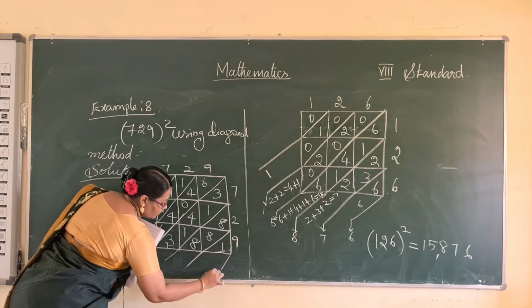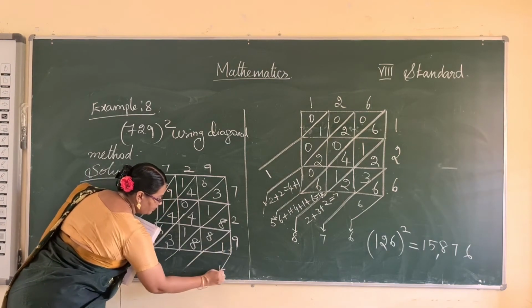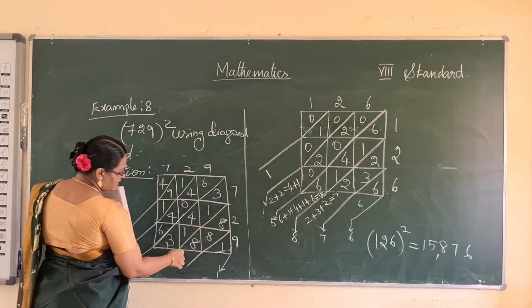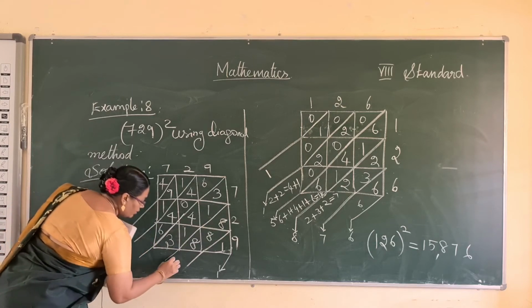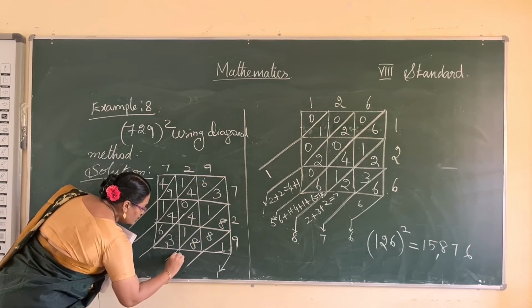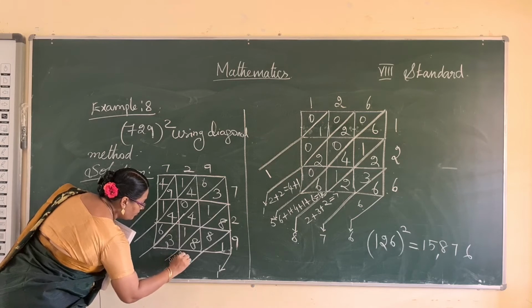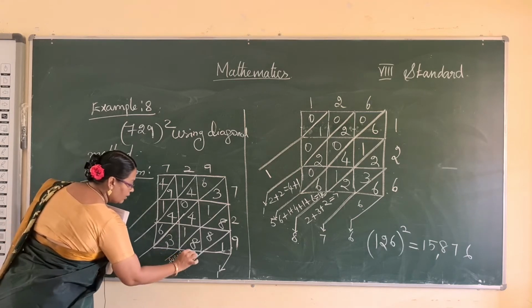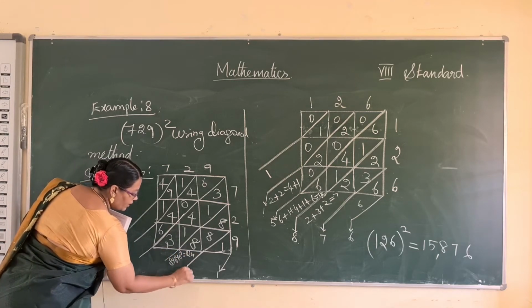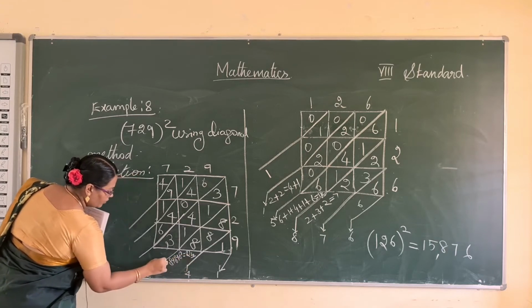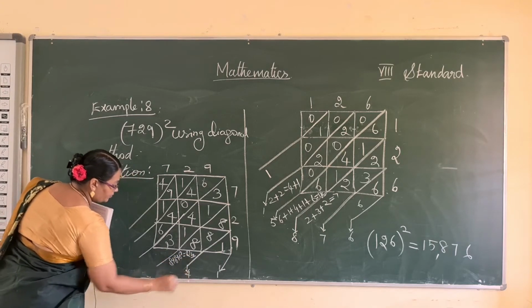Okay. So first one, write 1. And second, add these three values. 8 plus 8 plus 8. What is the value? 24. So write 4 here. Okay. 2 carries forward to the next one.